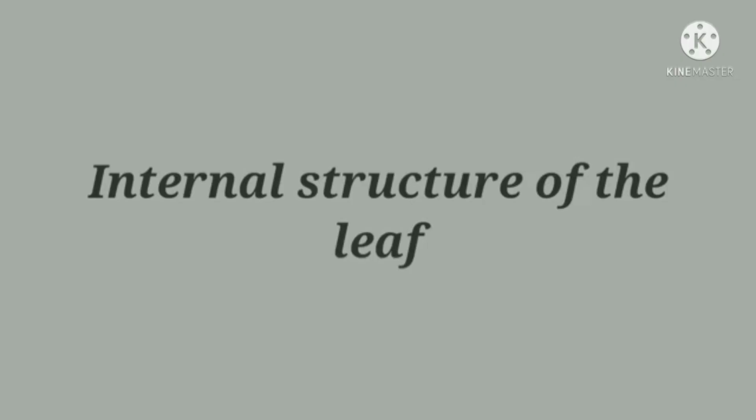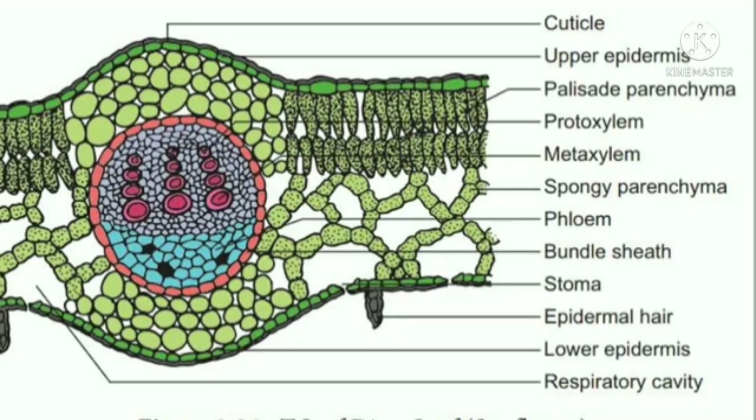In which part of the leaf is photosynthesis performed? To know this, we have to observe the internal structure of the leaf. This is a transverse section of a leaf. Let us observe the parts of a leaf.